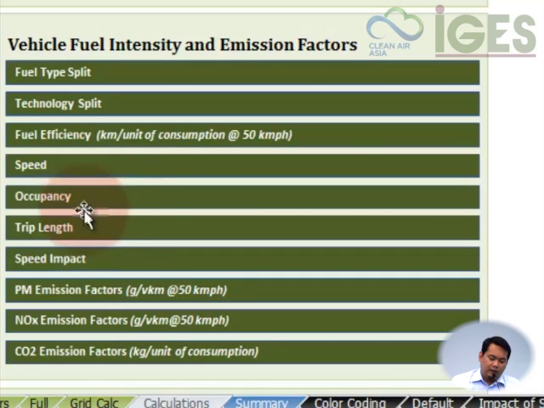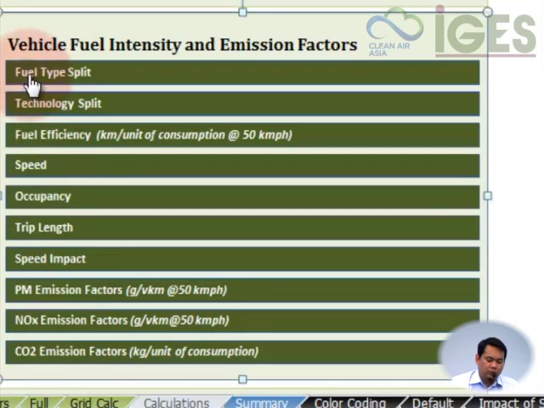the occupancies, basically how many people would be inside a certain vehicle at any given time, the trip length for the different modes, speed impact. We'll show that later. Users can choose what speed curves they would like to employ for a certain mode, whether it would act like a bus, a car, a two-wheeler, a three-wheeler, in terms of the penalty when it comes to the fuel efficiency and speed interaction. And lastly, you would have to define the PM, or the particulate matter emission factors, the NOx emission factors, and finally, the CO2 emission factors.